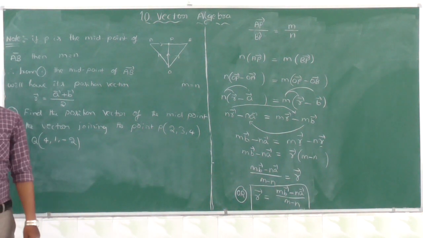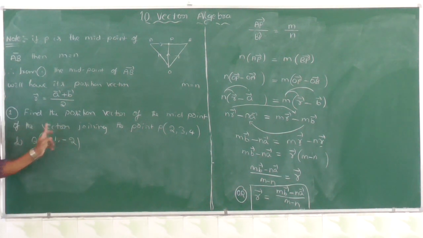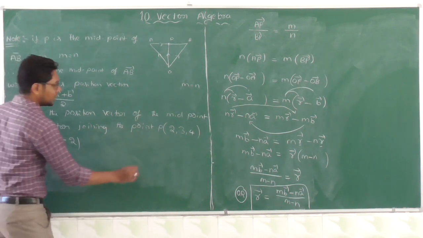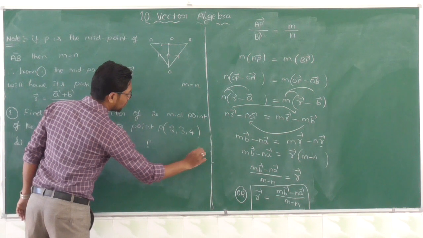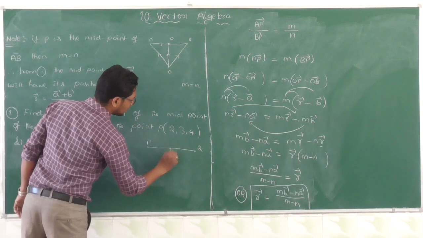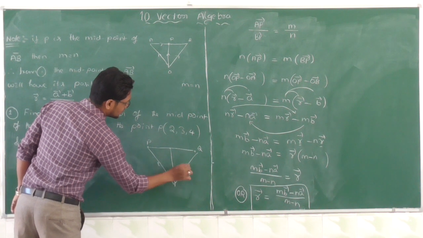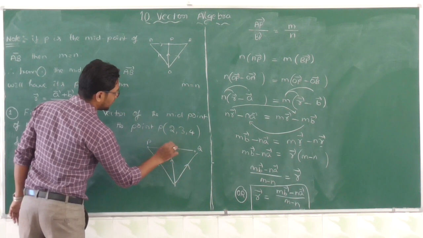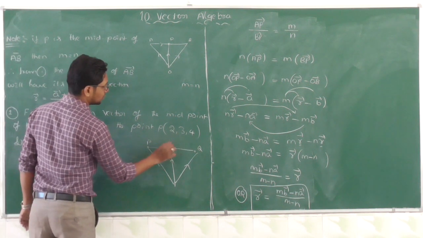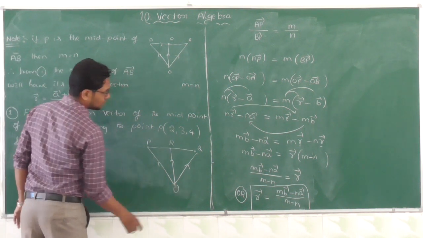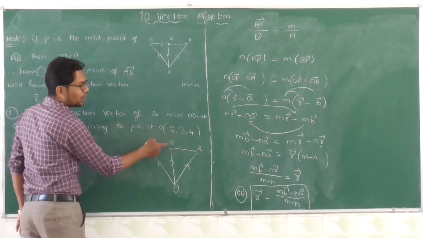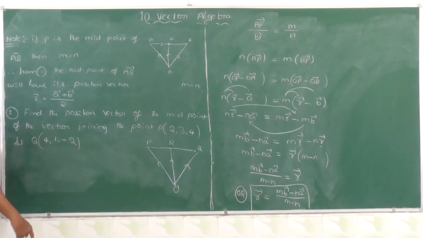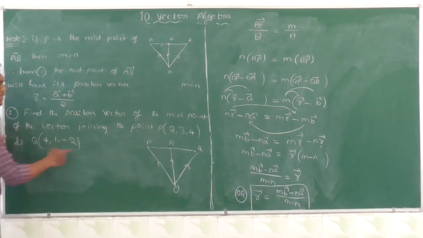Here we have to find the position vector of the midpoint of the vector joining two points. Here we have the point P and here we have the point Q. It is PQ vector, and O is the origin. We have to find the position vector, the OR vector, that is the R vector. These points I will take as the vector A and the vector B.